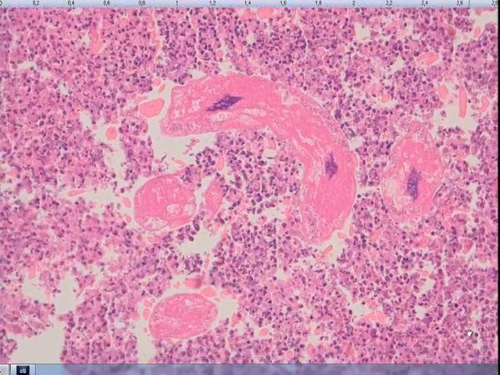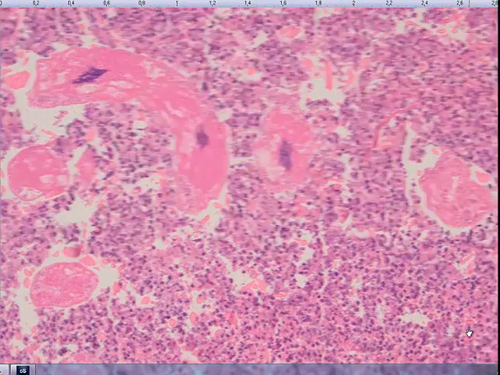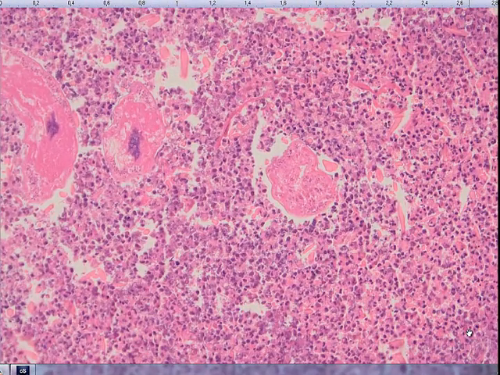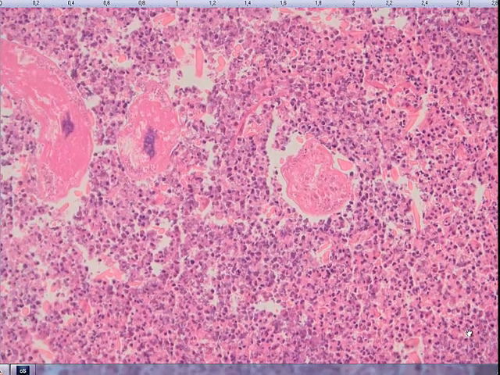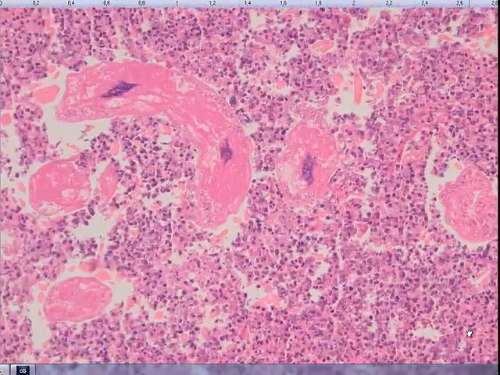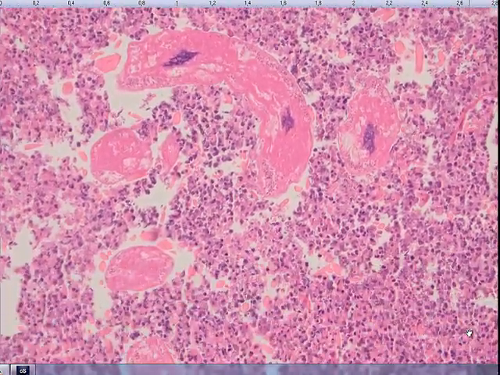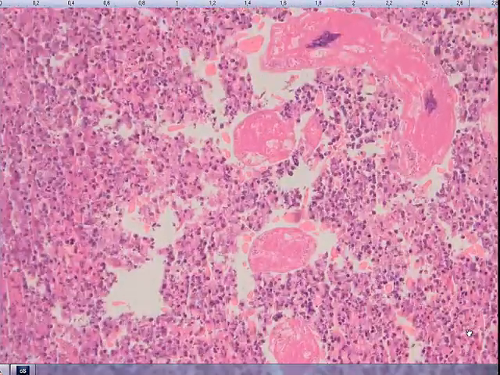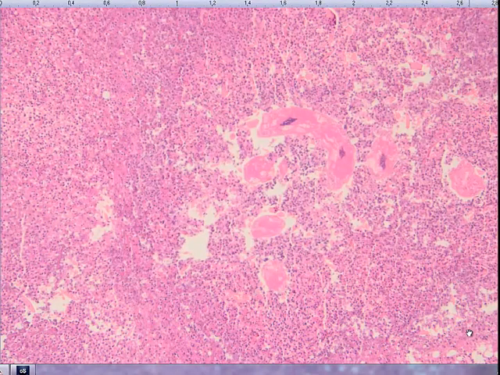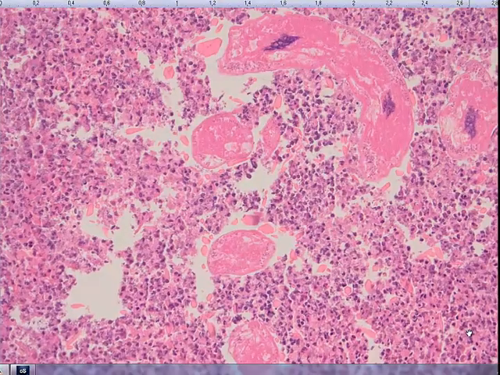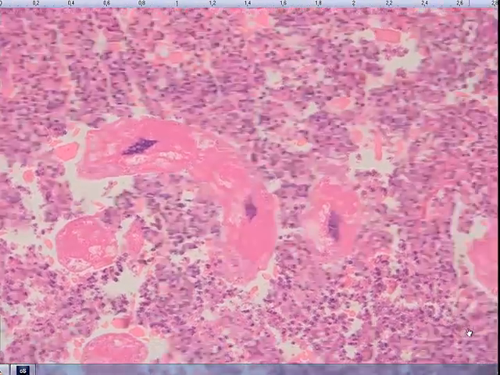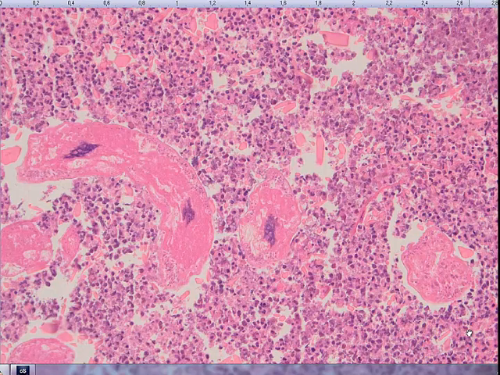I'd love your comments if you think otherwise, or if you have any other suggestions as to what they can be. But this makes perfect sense with the eos and the Charcot-Leyden-like crystals and the granulomatous reaction, and these do look like dead worms to me, dead parasites. That's why I wanted to share them with you. As I said, I only found them in one of the several blocks that we had examined from the patient.